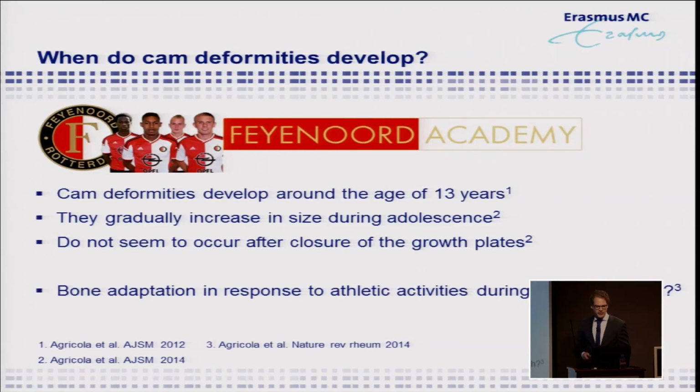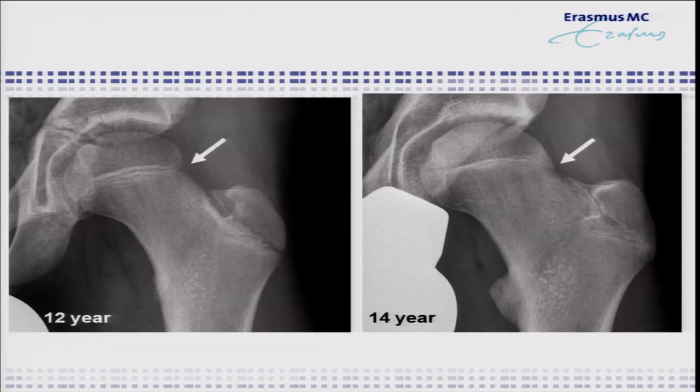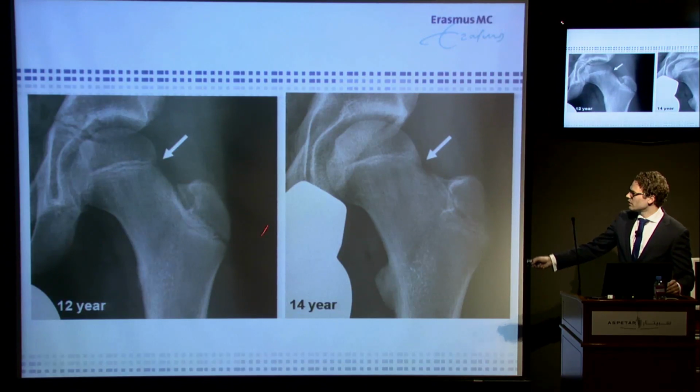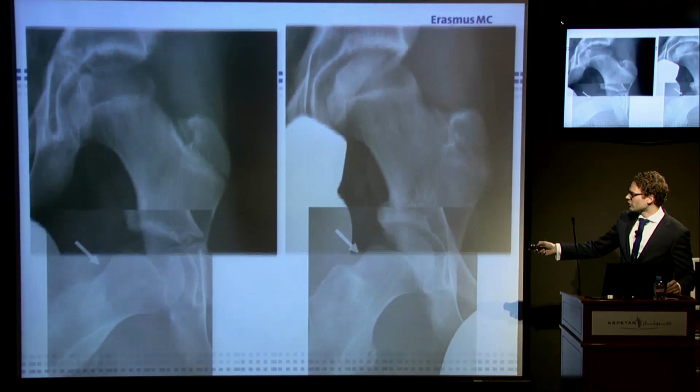So this highly suggests that the development of a cam deformity is a bone adaptation in response to athletic activities during skeletal growth. So these are a few examples of our cohort. This is an AP pelvic radiograph of a 12-year-old guy who has a spherical femoral head, and 2 years later a little bit of bone formation has occurred here. You can see it better on the lateral views.